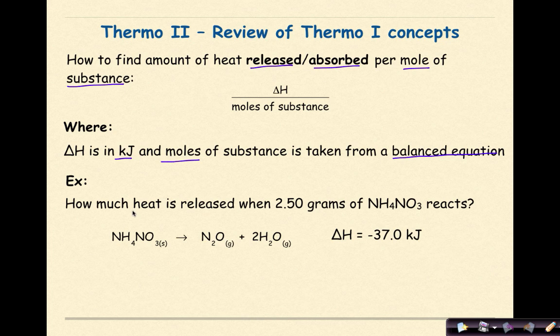How much heat, ultimately we're going to find that in kilojoules, is released when 2.5 grams of ammonium nitrate reacts. So here's our balanced equation right here. Ammonium nitrate decomposes into dinitrogen monoxide and water. And our delta H is negative 37 kilojoules. So the first thing that I'm going to do here is start out with my mass and convert to moles. Convert to moles, the AP chemistry mantra.